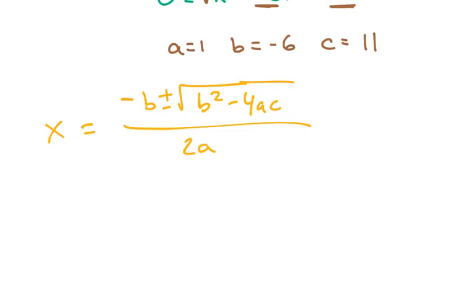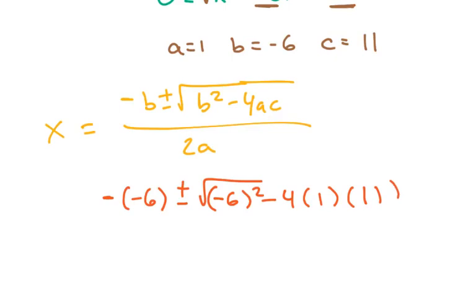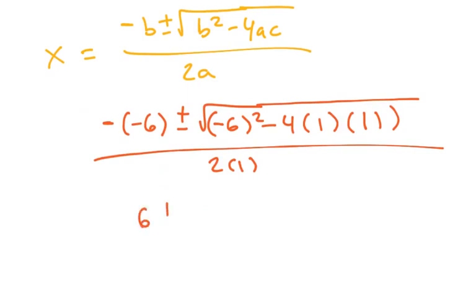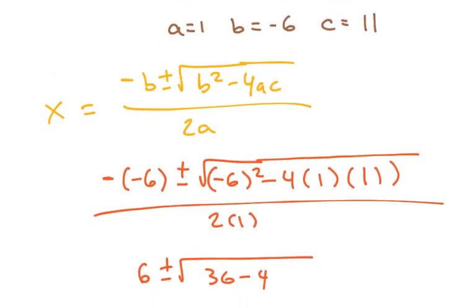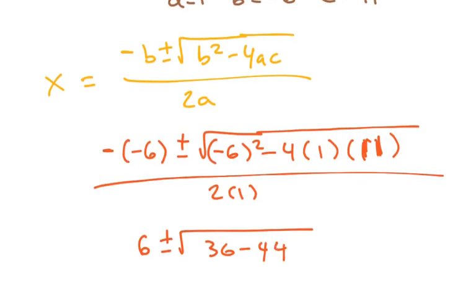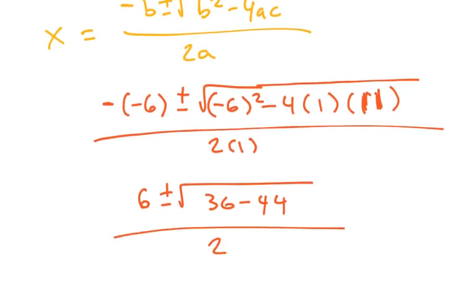Okay, so now we're going to just plug in. So I know b is negative 6, so it's going to be negative negative 6 plus or minus square root negative 6 squared minus 4ac, c is 11, all over 2a, a is 1, and we're going to get 6 plus or minus square root 36 minus 4 times a and c, well, look at me, can't read my own handwriting, that's 11, so this should be 44 rather, all over 2.